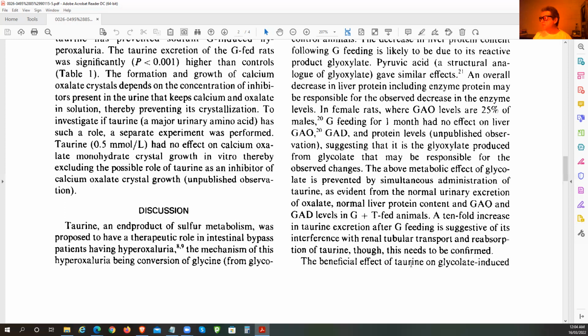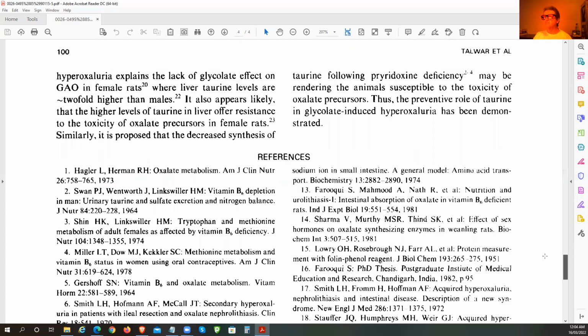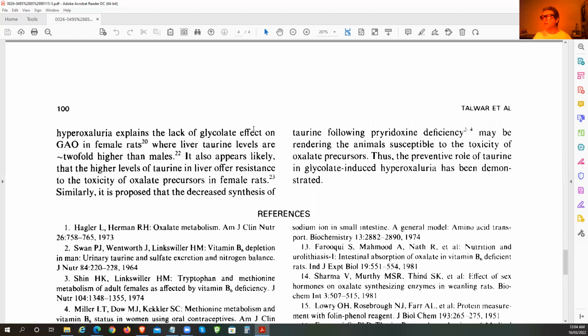The beneficial effects of taurine on glycolate-induced hyperoxaluria explain the lack of glycolate effect on GAO in female rats, where the liver taurine levels are 2-fold higher than the males. So the females are producing much higher levels of taurine, and seem to have less of this problem. It also appears likely that the higher levels of taurine in the liver offer resistance to the toxicity of oxalate precursors in female rats. Well, those ladies are lucky, aren't they, compared to the male rats?